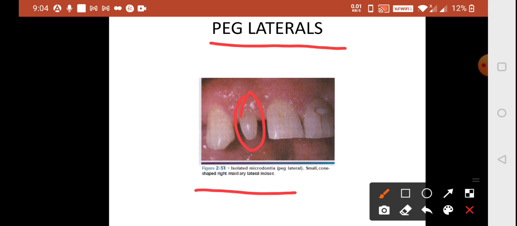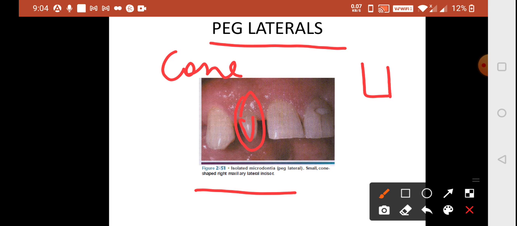So what happens in it? Instead of exhibiting parallel mesial or distal surfaces, the sides converge or taper together incisally. Can you see here, it is tapering together incisally and forming a peg-shaped, peg meaning cone-shaped, crown. The root of such a tooth is frequently shorter than normal.